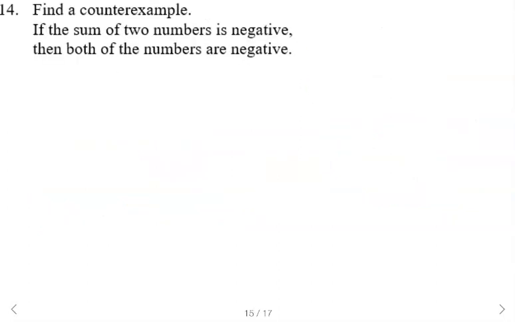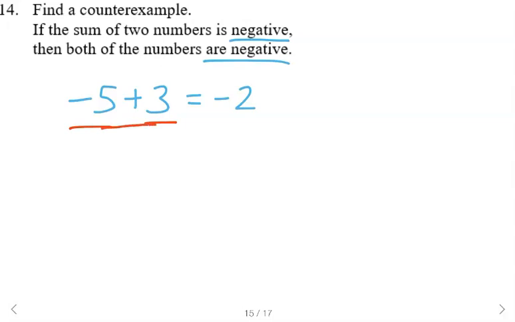14. If the sum of two numbers is negative, then both of the numbers are negative. So let's think about if we can add two numbers whose sum is negative. Are those two numbers that we're adding together, do they have to both be negative? Now the first part has to be true. The sum of the two numbers must be negative. -5 plus 3, that's -2. But the conclusion must be false for it to be a counterexample to a conditional. Then both of the numbers are negative. Think about these two numbers we're adding together. They're not both negative, and so this is a good counterexample.